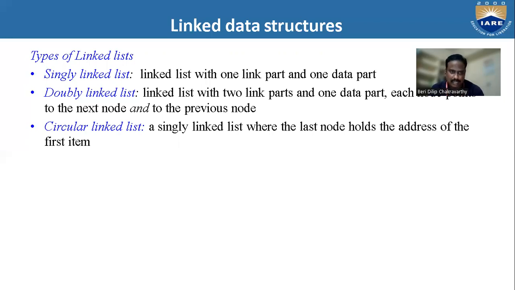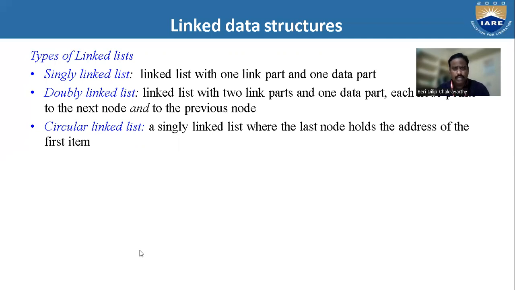So what is a single linked list? As the name itself says, it is a linked list which consists of nodes with only one link, a linked list with one link part and one data part. Whereas a double linked list means a linked list with two link parts and one data part.